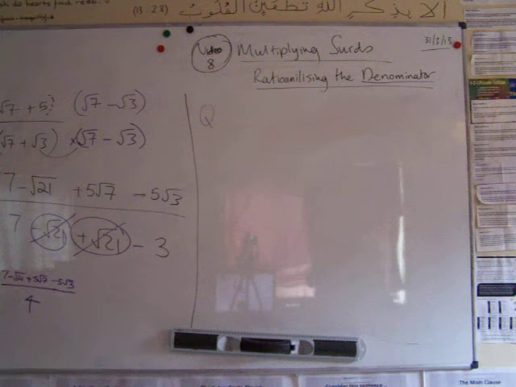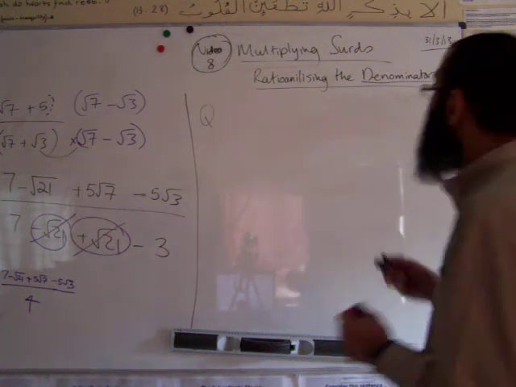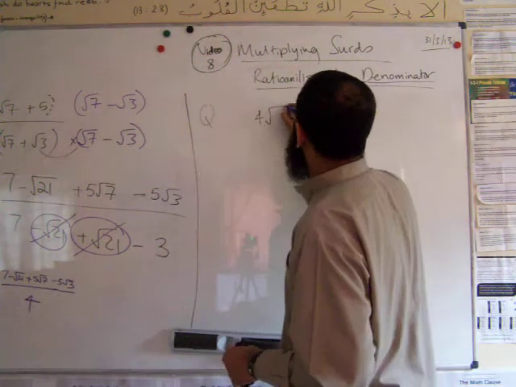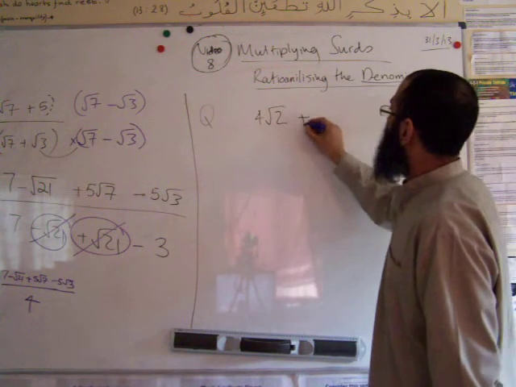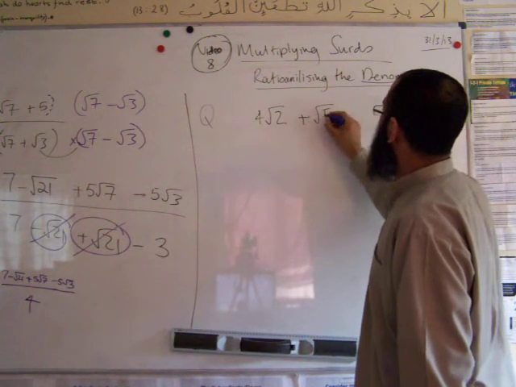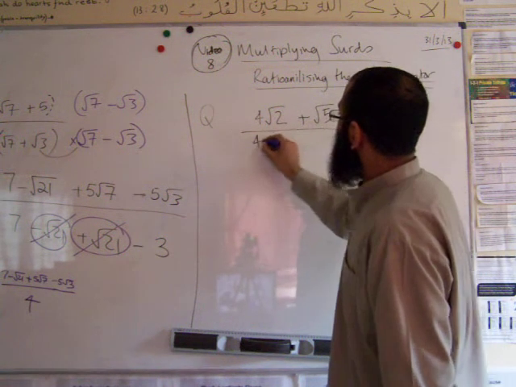4 square root 2 plus square root 5. Okay, right. Are we happy with all the early ones? Yeah. Done those? Number 13? Yes. 4 square root 2 plus root 5 over 4 root 2 minus root 5.